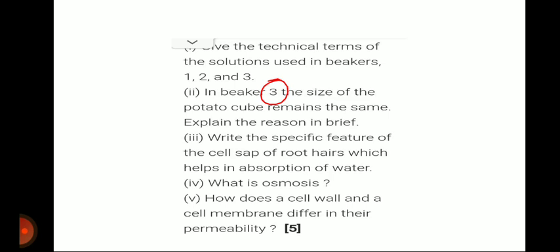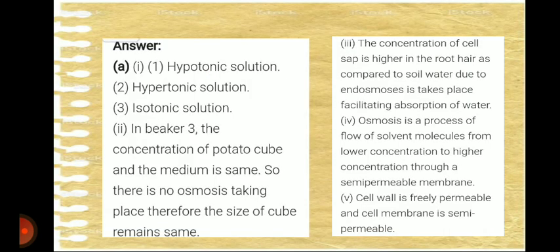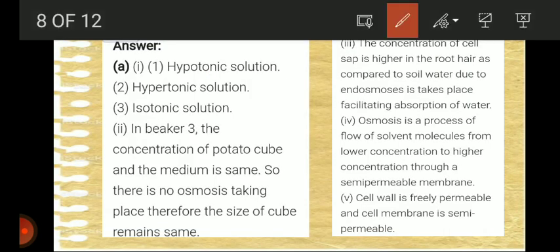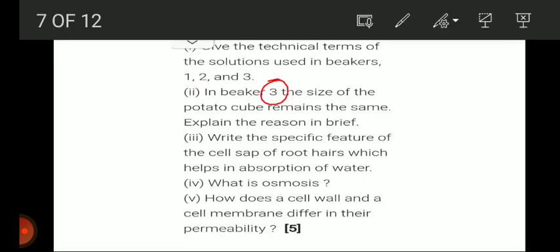Third question is, you have to write the specific feature of the cell sap of the root hairs, which helps in absorption of water. Now, the concentration of the cell sap is higher in the root hair, right? Inside the root hair, the cell sap that is present, its concentration is higher as compared to the soil water. So as a result, what happens? Water from the soil enters into the root hair due to endosmosis. This basically helps in the absorption. This facilitates the absorption of water, right?